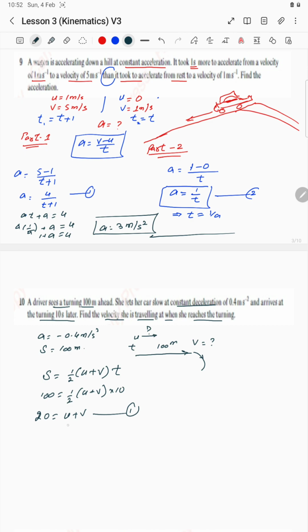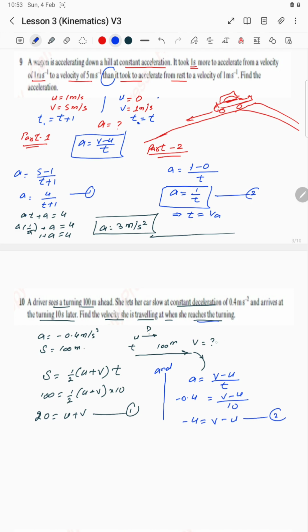And for the second case, here let me change the color. For the second case, I can write also that a is equal to the rate of change in velocity. So a is given as minus 0.4, and (v minus u) by t, where t is 10. So minus 4 is equal to v minus u. This is equation number 2. Now we have to solve these two simultaneously to get the final answer.